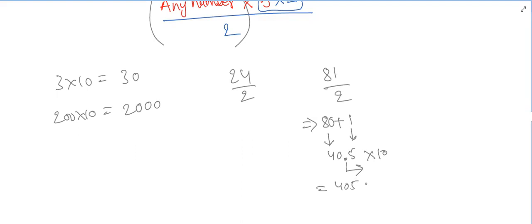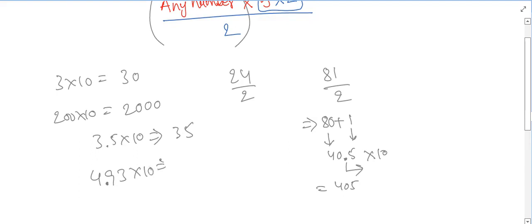Got it? Yes, sir. Suppose 3.5 into 10 is how much? 35. And 4.93, suppose 4.93 into 10 is? 493. No, 49.3. Yes, 49.3.